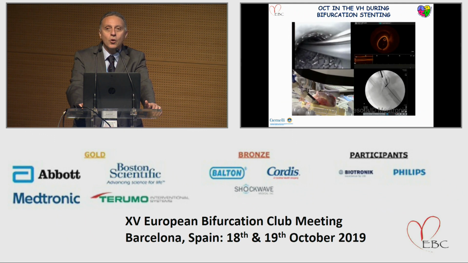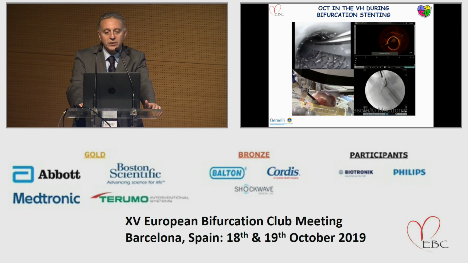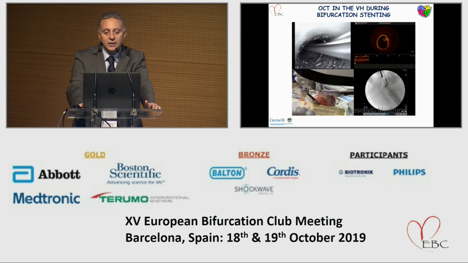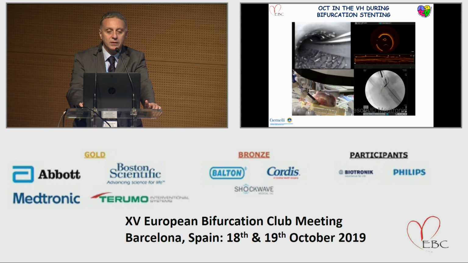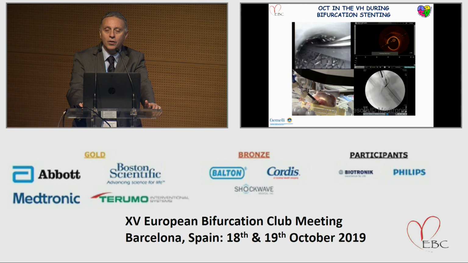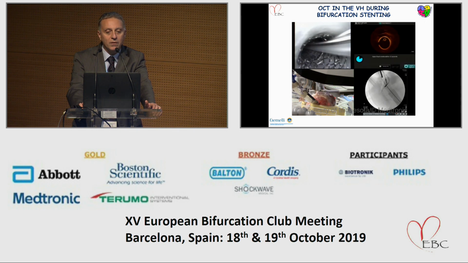So this is OCT inside the Visible Heart. The heart is beating, and you have the OCT recording over there. In the left top panel, you see the probe of the OCT, which is very clearly seen. This can be done repeatedly.